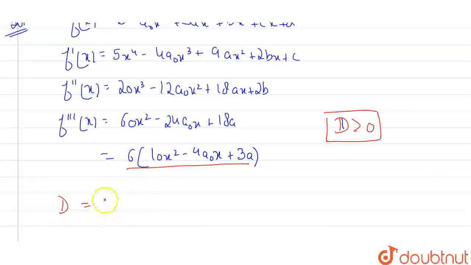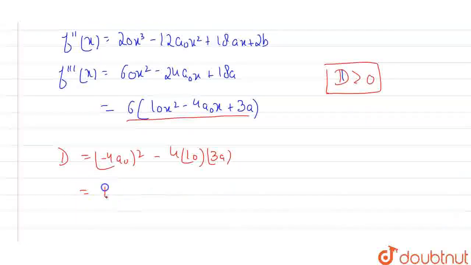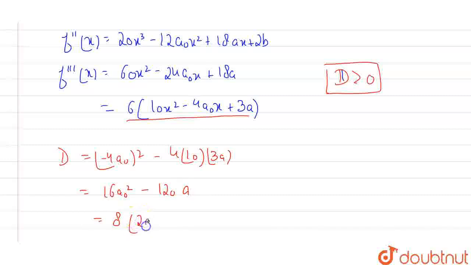So in this term what is b? This is minus 4 a0, whole square, minus 4ac, where a is 10 and c is 3a. So it will become 16 a0 square minus 120a. Taking 8 common, we will get 2 a0 square minus 15a.